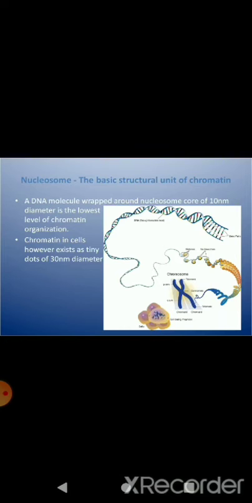Now, as you can see in the diagram how chromatin is organized, the double helical DNA, which is represented by the two strands joined together through base pairs, is 2 nanometers in width. The DNA then gets wrapped around histone proteins, which in turn forms a nucleosome, and DNA gets further compacted. A DNA molecule wrapped around a nucleosome core of 10 nanometer diameter is the lowest level of chromatin organization. Chromatin in cells, however, exists as tiny dots of 30 nanometer diameter.